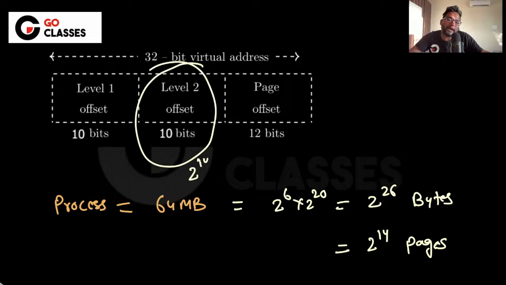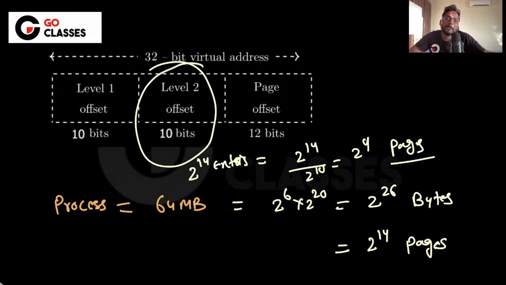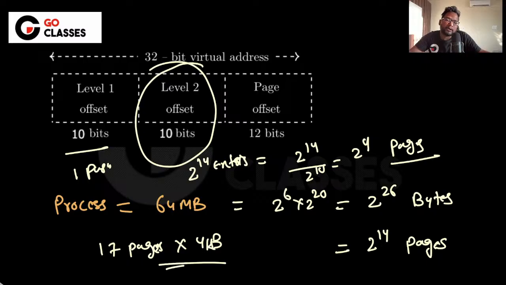2 power 14 entries I need here, which is same as saying one page table can take 2 power 10 entries. So 2 power 14 divided by 2 power 10, which is same as saying 2 power 4 pages here I need, right? And here I need just one page, right? So total 17 pages I need, and each page is having basically 4 KB size. Okay, so 68, right? 68 KB.